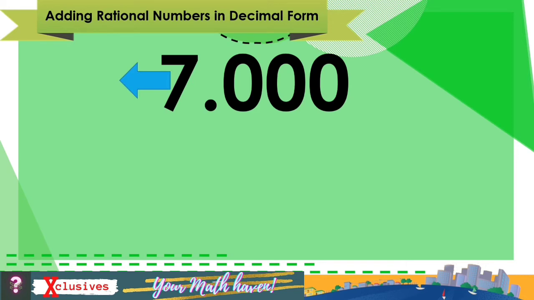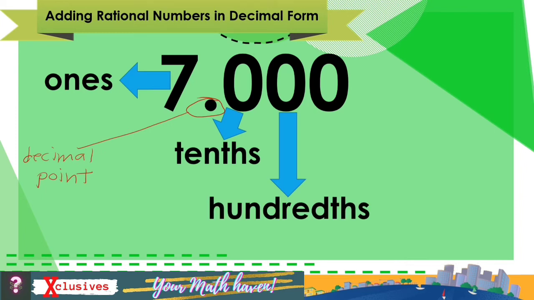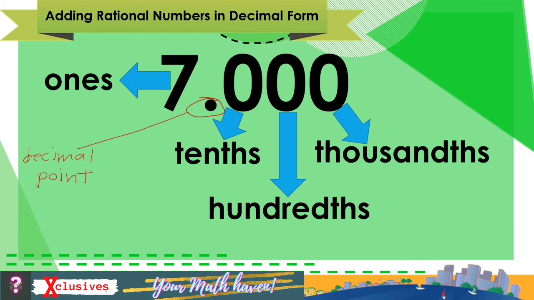So the whole number 7, we call this the ones place. And this one, this is our decimal point. After the decimal point, we have the tenths place. Next, hundredths place. Then, thousandths place. Is it clear now?